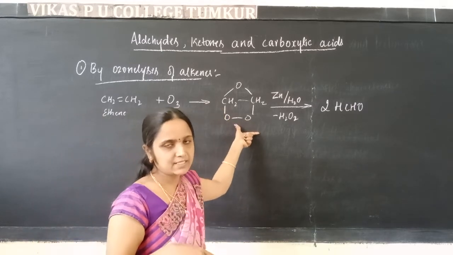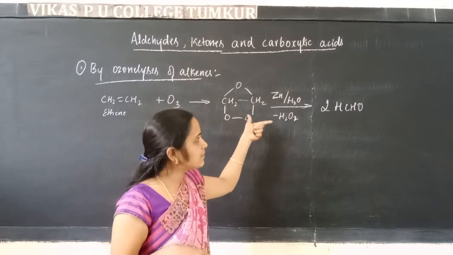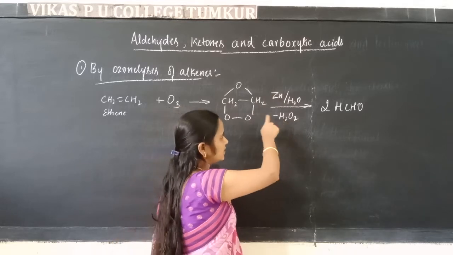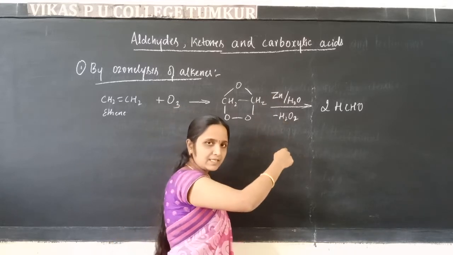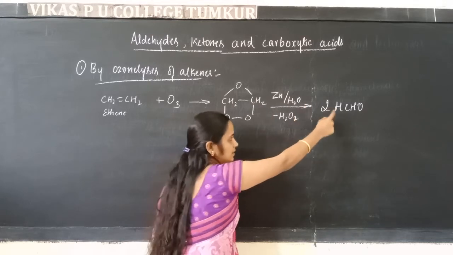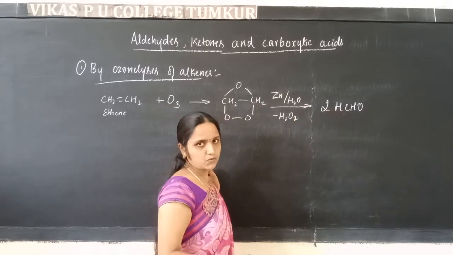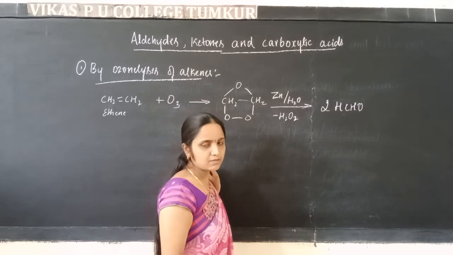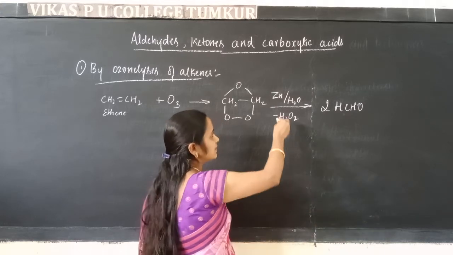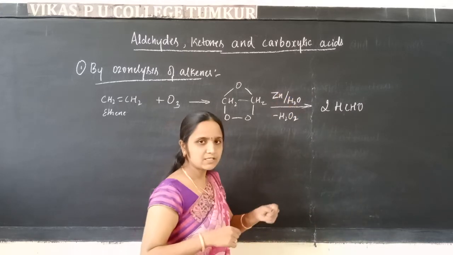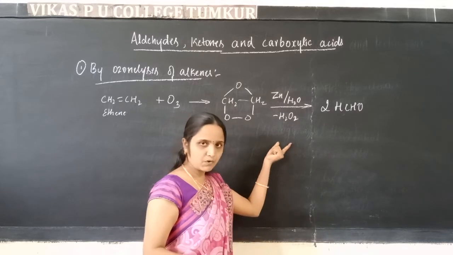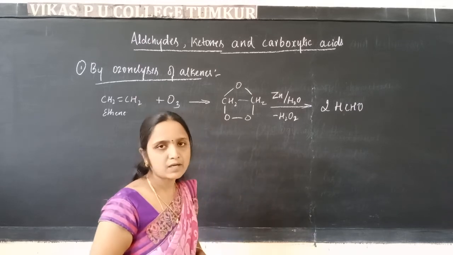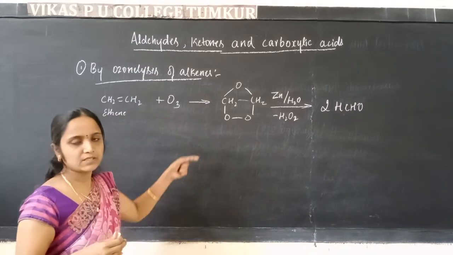This on hydrolysis in the presence of zinc. Otherwise, the hydrogen peroxide formed would react with the carbonyl compounds and give the carboxylic acid. To prevent further oxidation, zinc is used. The zinc reacts with the hydrogen peroxide to give zinc oxide and water. That is the reaction which takes place.